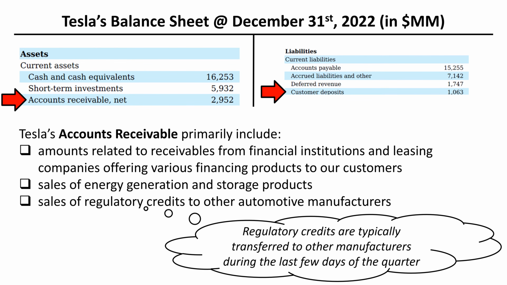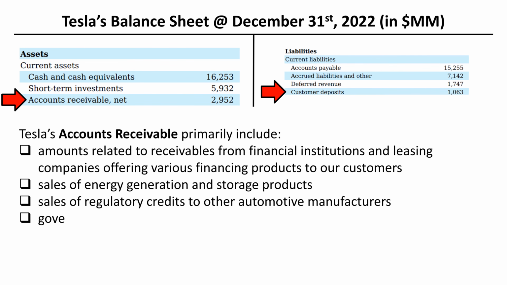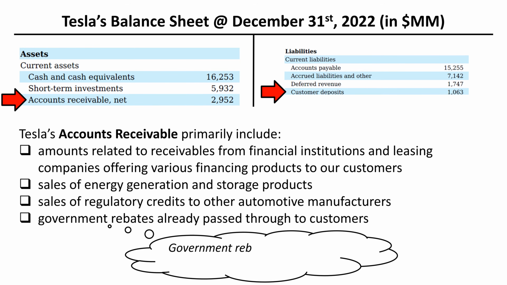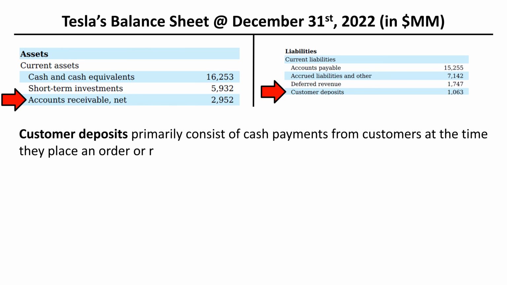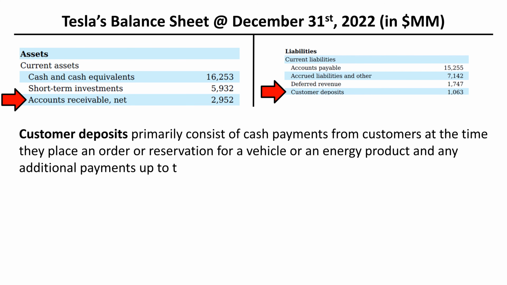The fourth element of accounts receivable at Tesla is government rebates already passed through to customers. These can take up to a year or more to be collected. If more than a year, they are booked in other non-current assets. If less than a year, then they are in accounts receivable. Customer deposits primarily consist of cash payments from customers at the time they place an order or reservation for a vehicle or an energy product, and any additional payments up to the point of delivery or the completion of installation.